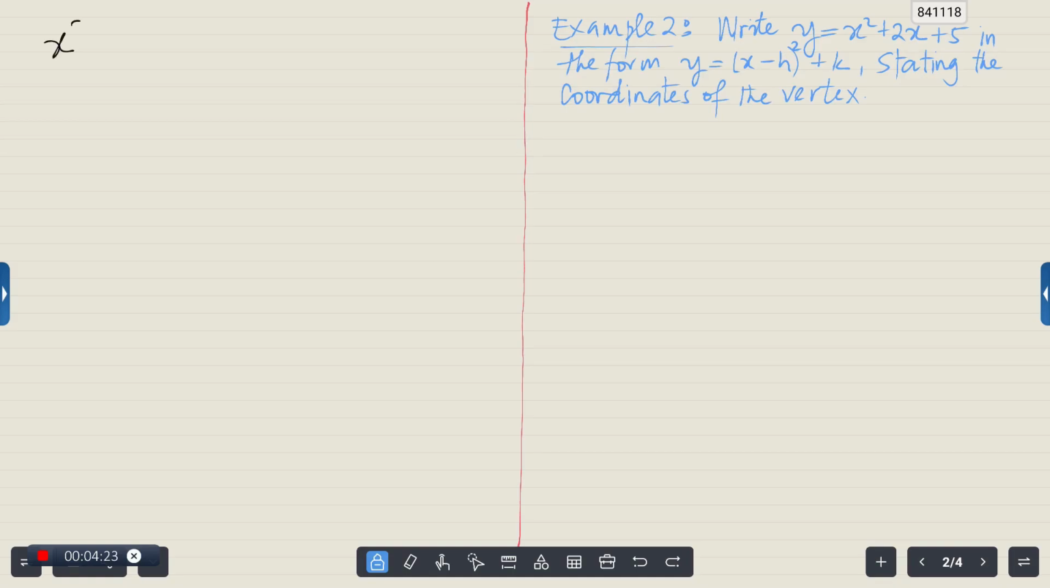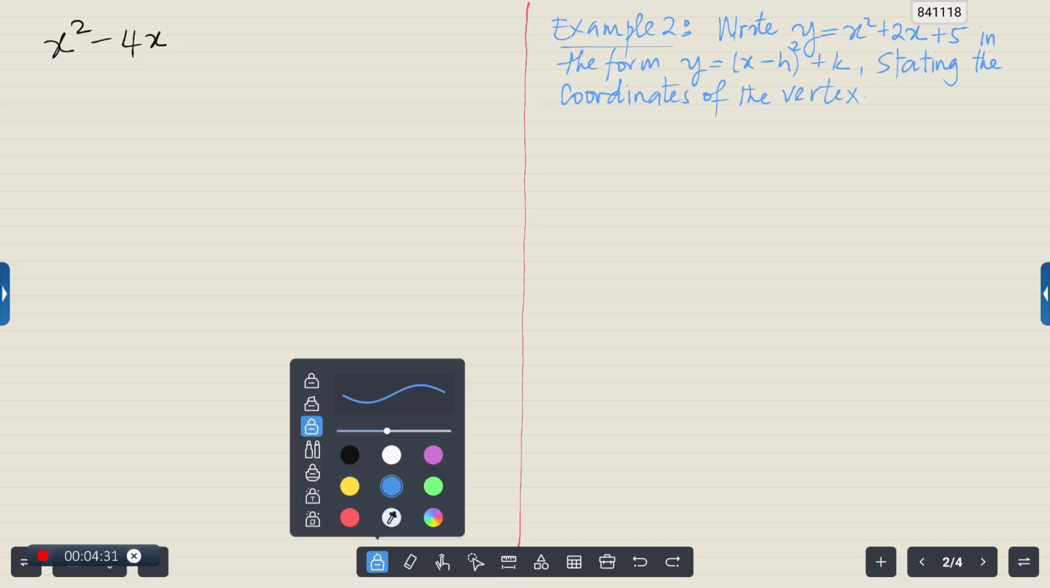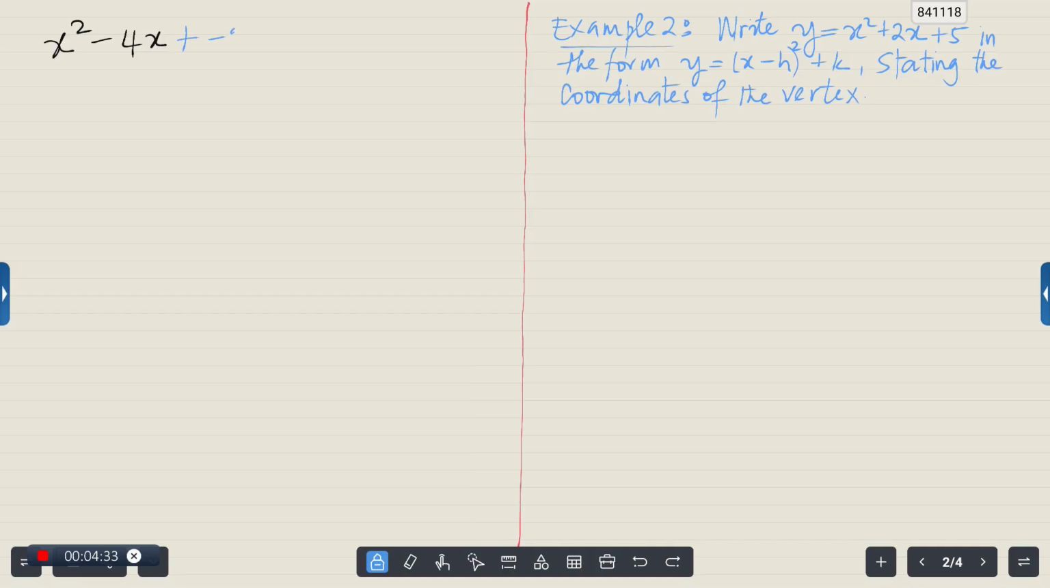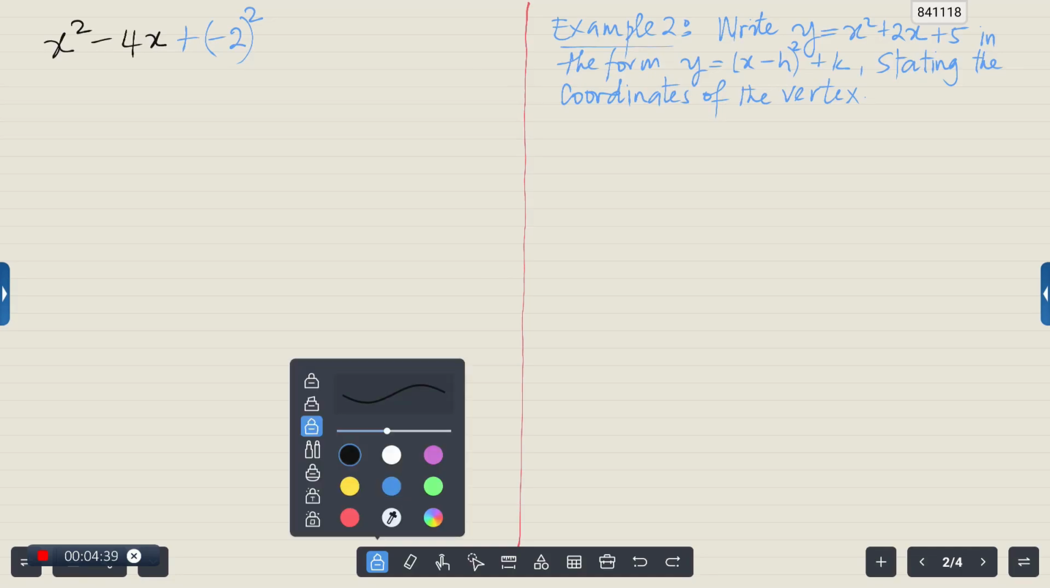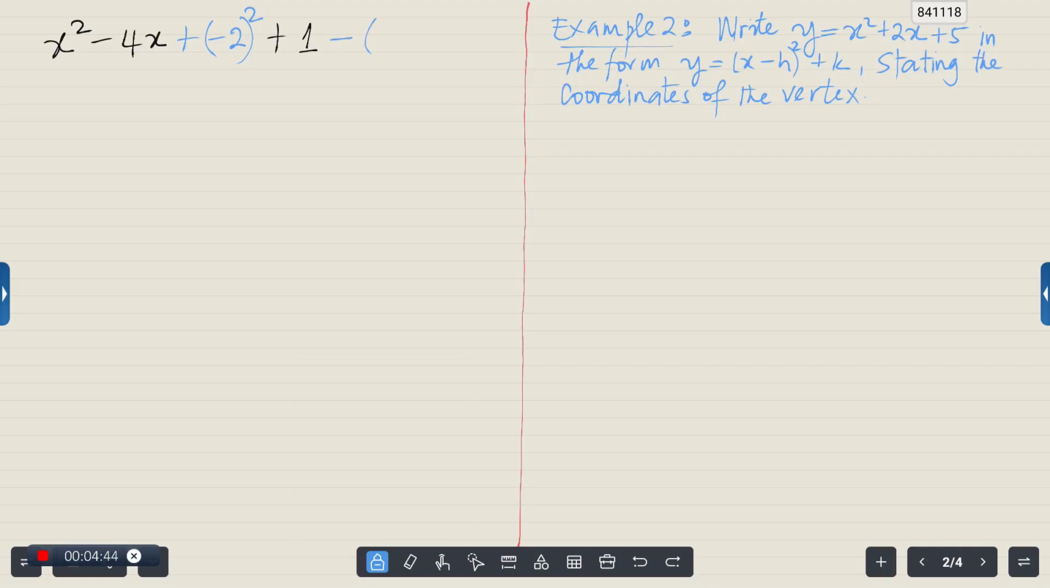We get x squared minus 4x plus negative 2 all squared plus 1 minus negative 2 all squared. Notice we add and subtract. So basically, we are not changing the equation or the expression.